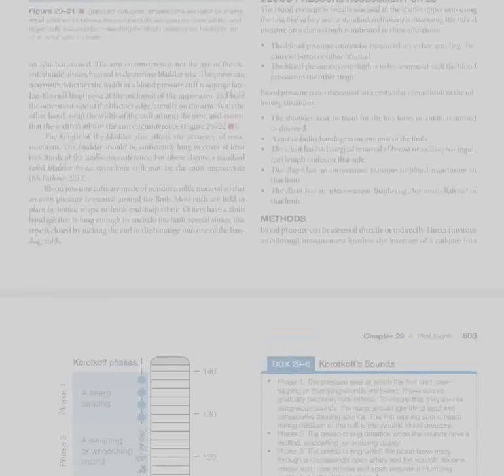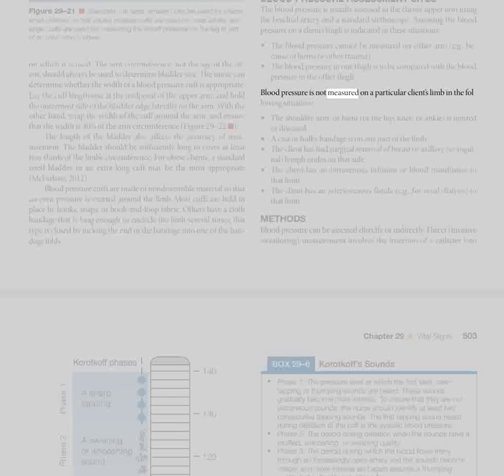Blood pressure is usually assessed in the client's upper arm using the brachial artery and a standard stethoscope. Assessing the blood pressure on a client's thigh is indicated in these situations. The blood pressure cannot be measured on either arm, for example, because of burns or other trauma. The blood pressure in one thigh is to be compared with the blood pressure in the other thigh.